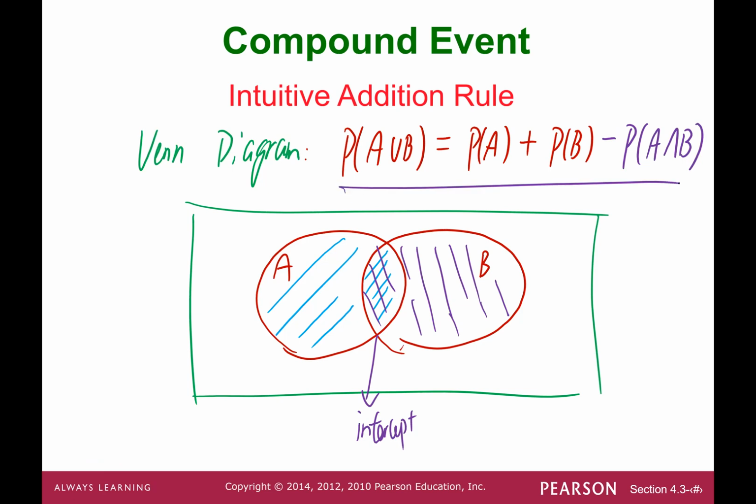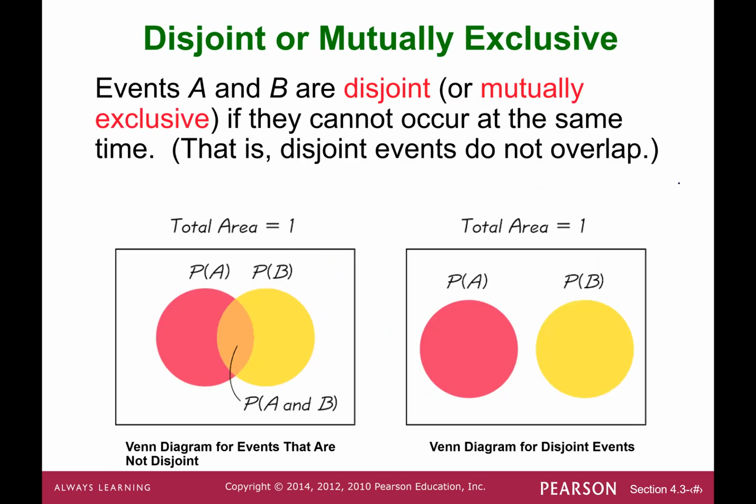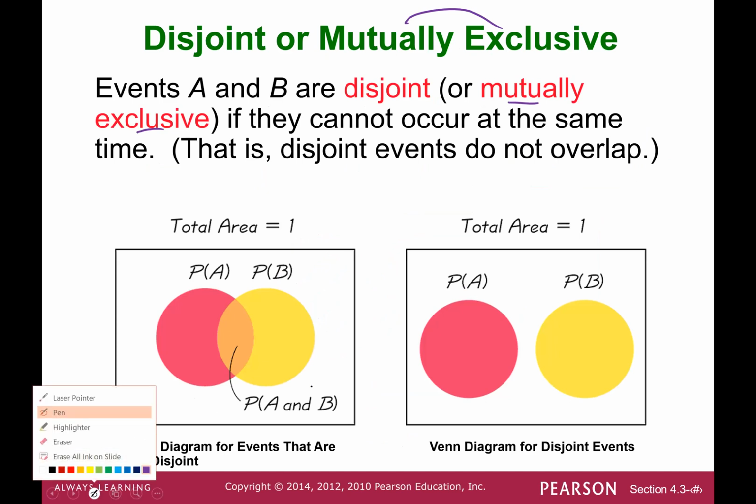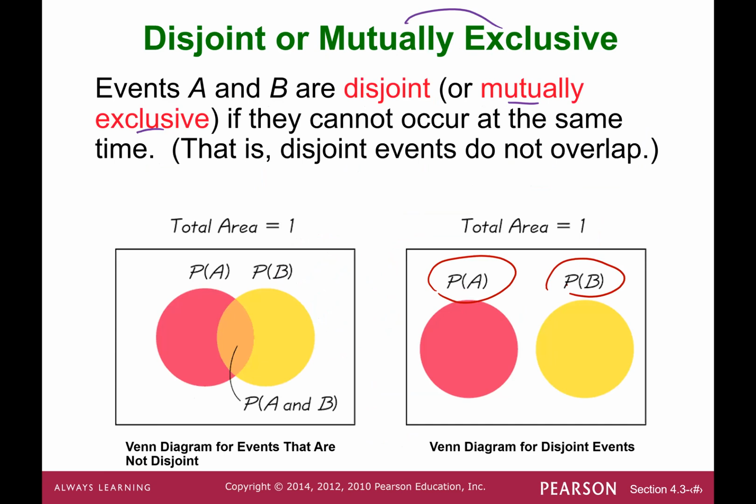Now we come up with this intuitive addition rule by drawing this Venn diagram and trying to visualize it. We have two different scenarios. The first one is disjoint or mutually exclusive events. Think about event A and event B as disjoint or mutually exclusive if they cannot occur at the same time. Look at the second Venn diagram here. This is probability of event A, probability of event B, and since they are mutually exclusive, they are disjoint, so they do not have an intersection.